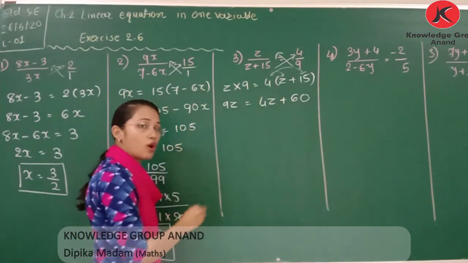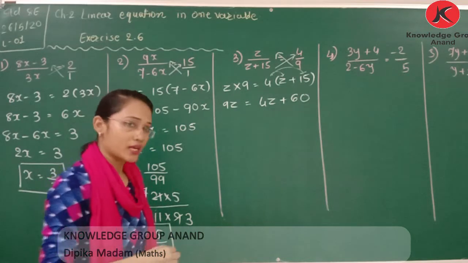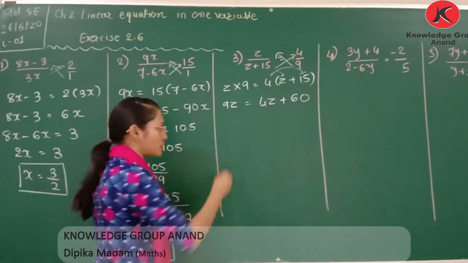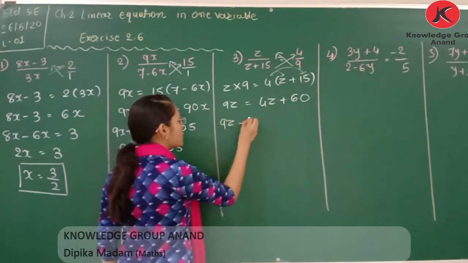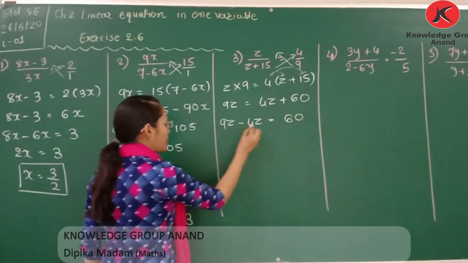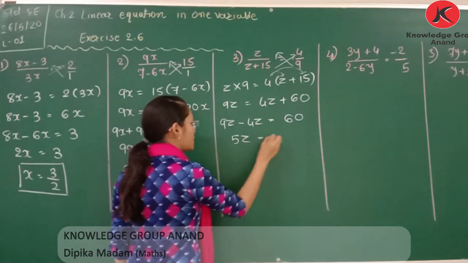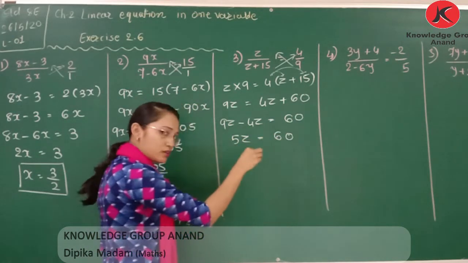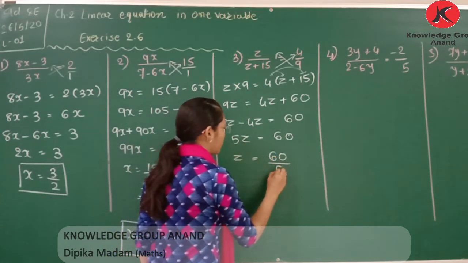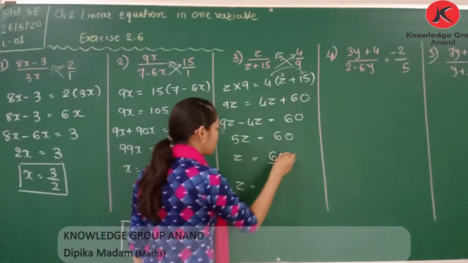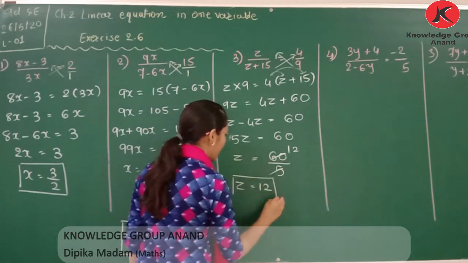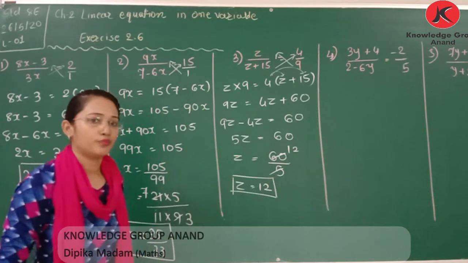Now 4z on the right side becomes minus 4z on the left side because we are combining the numbers on one side and the variable on the other side. So 9z minus 4z is equal to 60. 9 minus 4, 5z is equal to 60. 5 will go to the other side as a divide because it is multiplication. You can cut the common factor. So z is equal to 12.